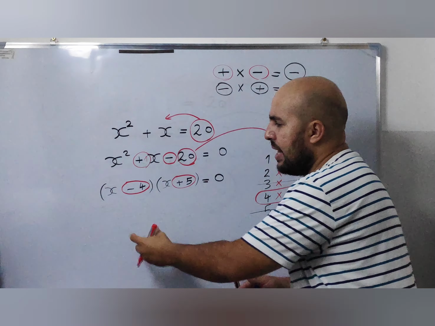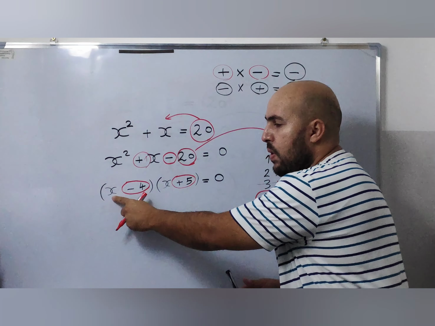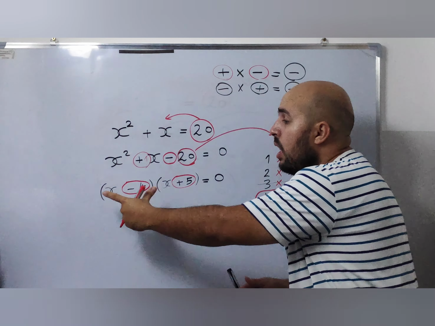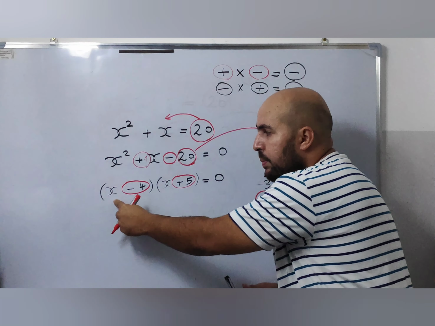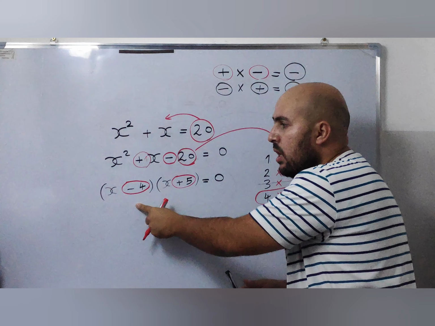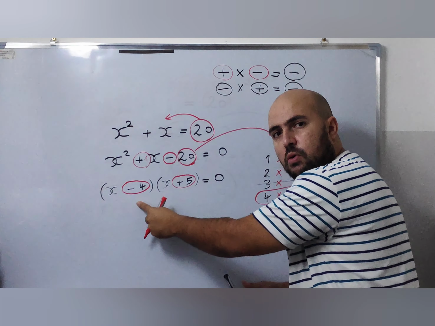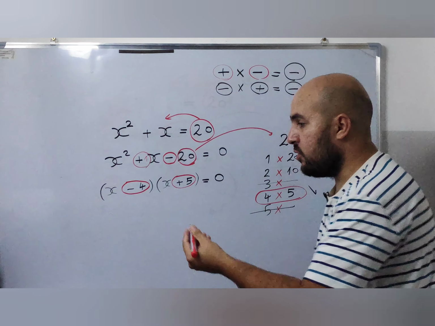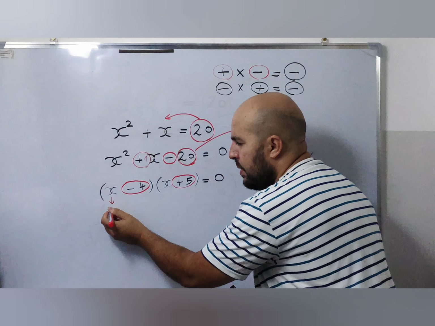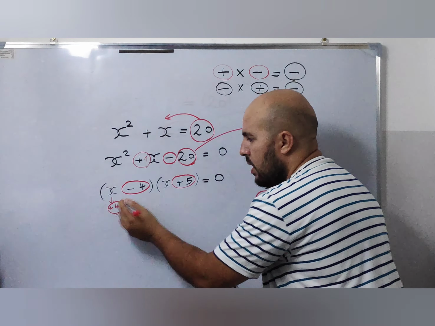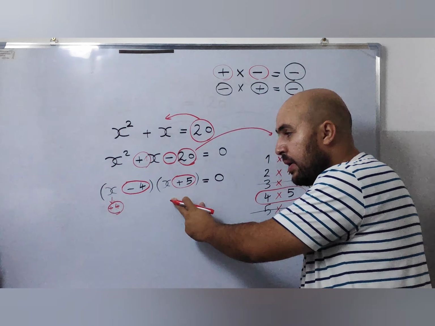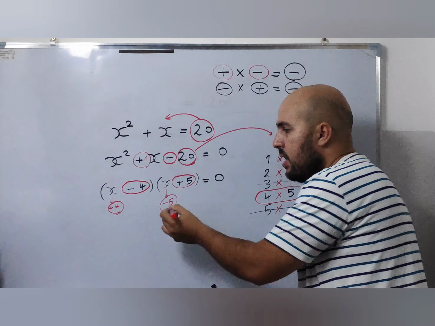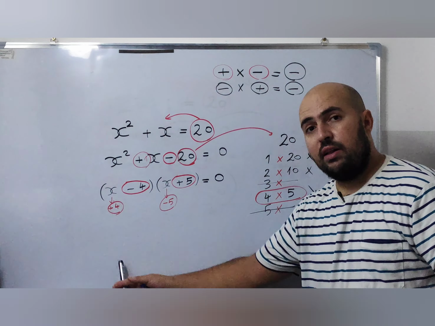Now if you take a look at the first bracket here, we have x minus 4. We need a 0 here. To make this a 0, x will be the opposite of the negative 4. What is the opposite of the negative 4? Good job, it's positive 4. So x is going to be positive 4. What about this one? Same idea. x is going to be the opposite of positive 5, so it's going to be negative 5. Good.